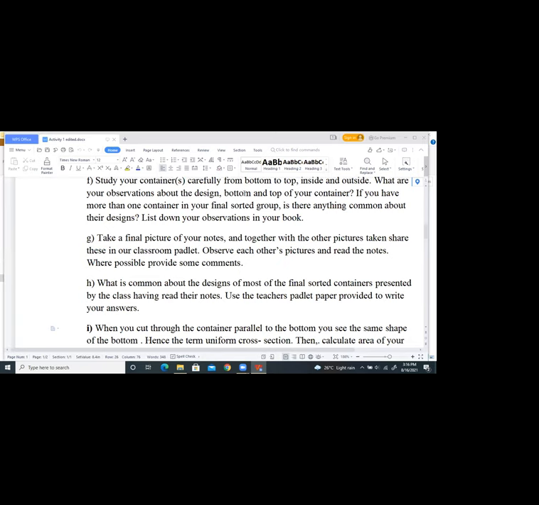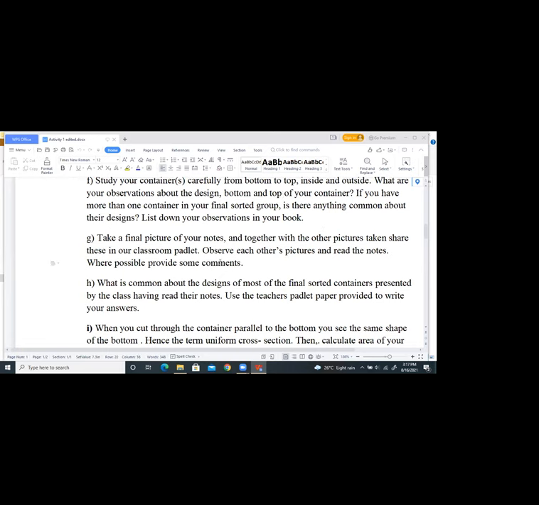So observe each other's pictures and read the notes, what they have written. So it means that after putting your own notes in the Padlet, you yourself are supposed to read through others' notes, okay? You read through other people's notes and then you make comments where possible. Maybe when you were Martha, you look at Mugisha's notes in the Padlet. If you were Charity, and then after putting there your answer, you look at Jackie's notes, you make what? A comment, okay? So that's what I want you to do.